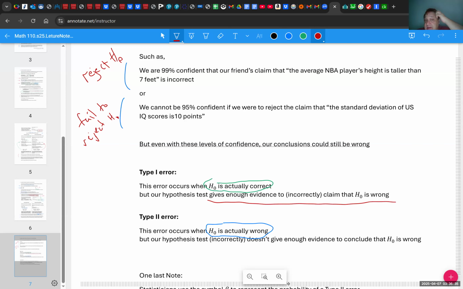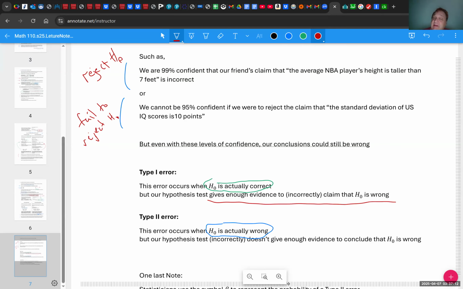But that's a mistake because we now know that H0 is actually correct, but we got the really rare situation where we got enough evidence to be like 95% confident that we could claim that the null hypothesis is wrong, but it turned out that that 5% was actually the correct, right? We were only 95% confident, which means it's possible that we were wrong. So type 1 error is you reject the null hypothesis, but you're wrong, right? It's actually that the null hypothesis was correct.